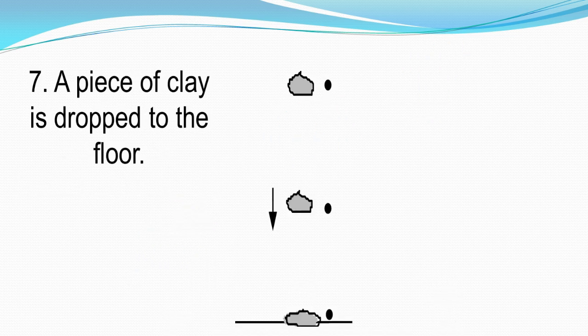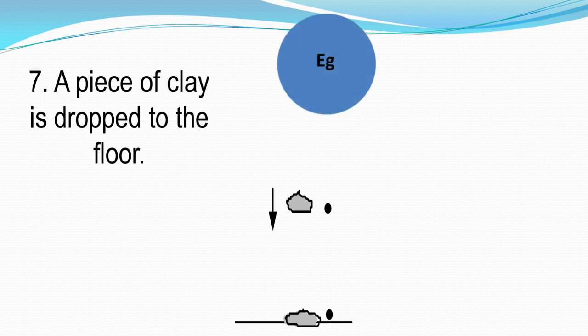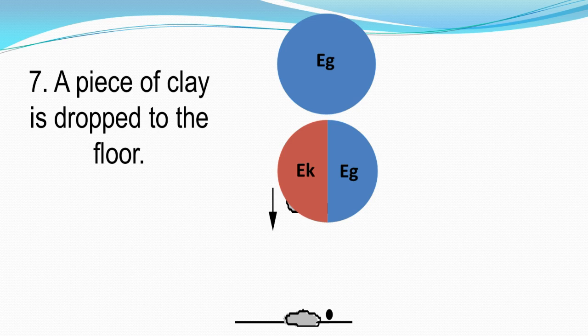Number 7 looks like the second half of number 6. A piece of clay is dropped to the floor. So at the beginning, it's not moving. It starts at all gravitational energy. As it moves towards the ground, the kinetic energy increases, the gravitational energy decreases. At about halfway through the motion, we have half kinetic, half gravitational. If it was higher up, we'd have more gravitational. If it was further down, we'd have more kinetic.